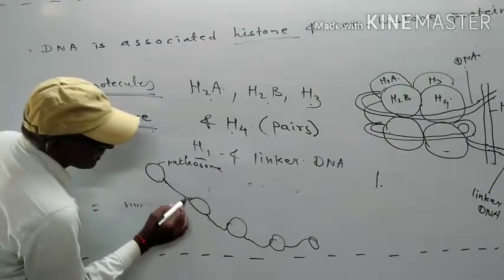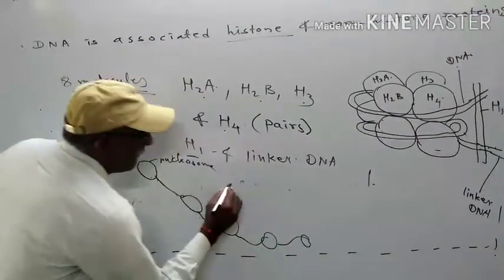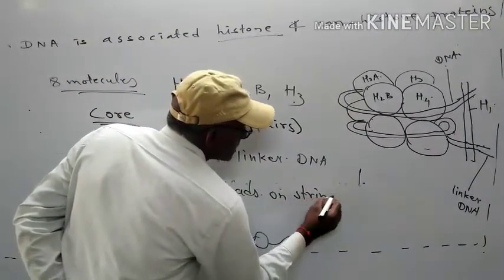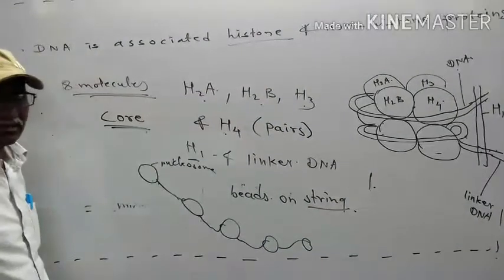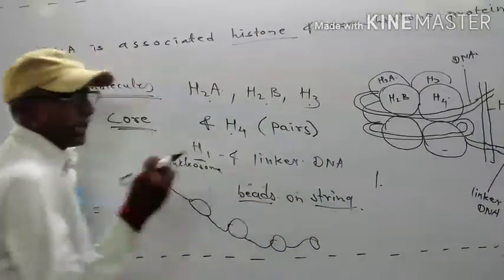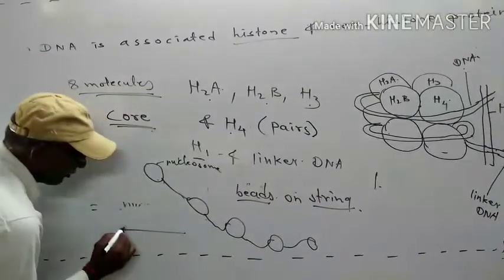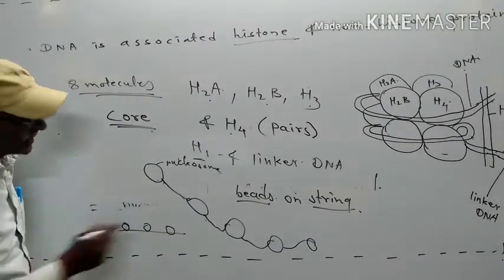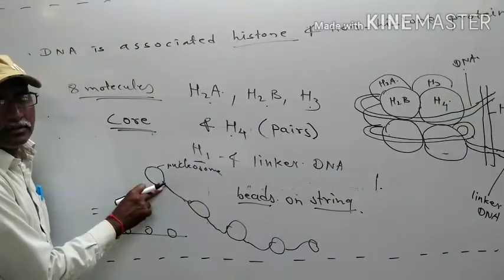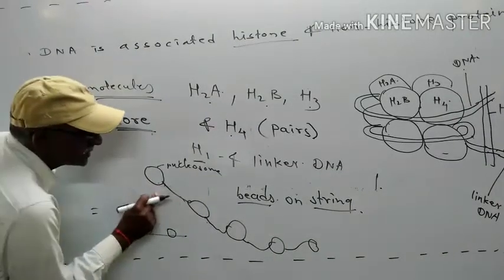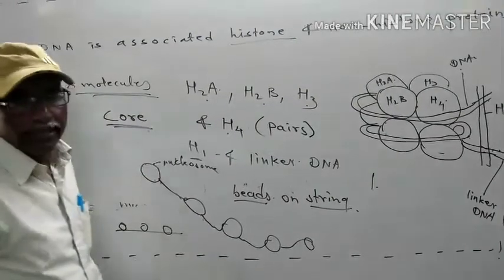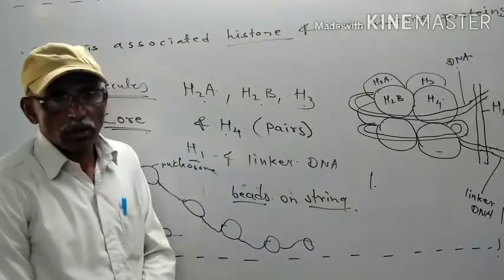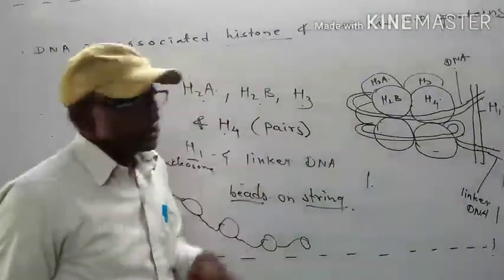So this structure looks like beads on string. String means a thread-like structure. Beads means a ball-like structure. When there is an arrangement of balls on a thread like this, it is called beads on string, and the same is the structure here. So this arrangement of nucleosomes in a DNA is like beads on string. So this is the structure of nucleosome.